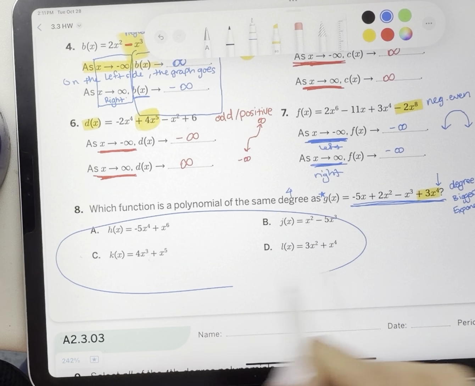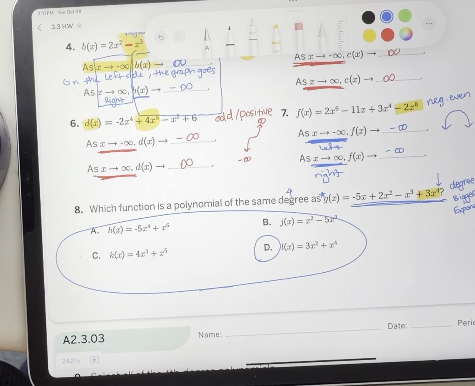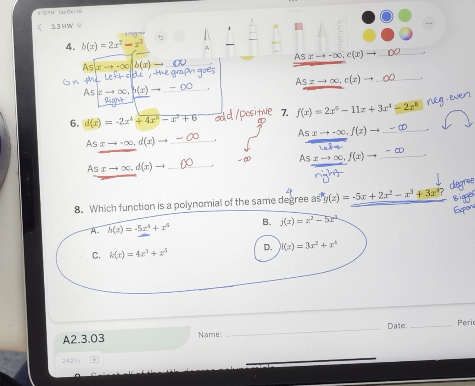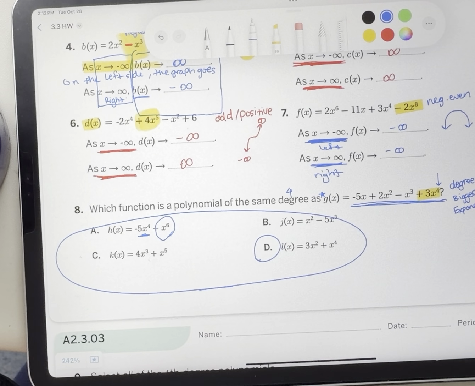So which one of these guys' degree is 4? D. Ooh, A. Wait a minute. What's the degree of A? Because that x to the 4th is getting its butt kicked. No, not even the negative. It doesn't matter. Remember, the shock collar is the exponent. And look at that guy's exponent. That x to the 4th is insignificant in part A. It's everything in D. It's nothing in A. Next to nothing. Does that make sense?